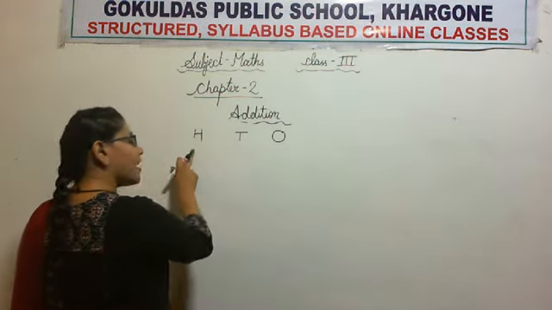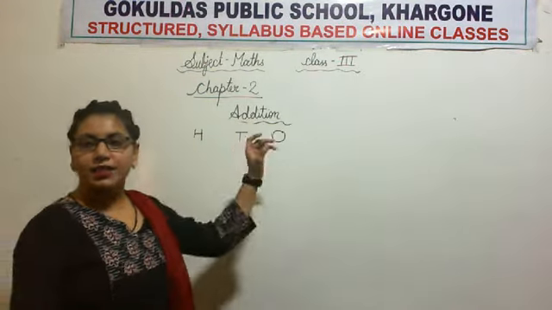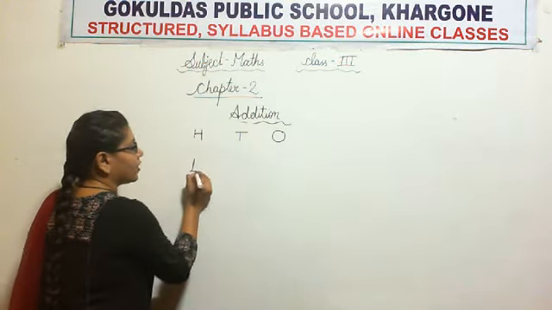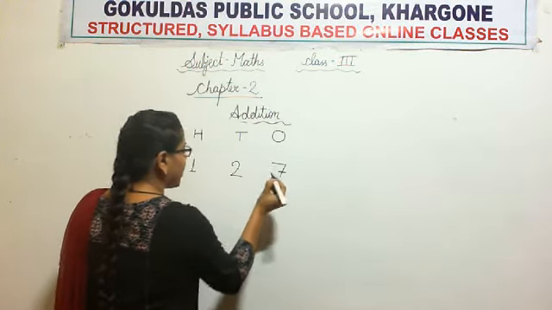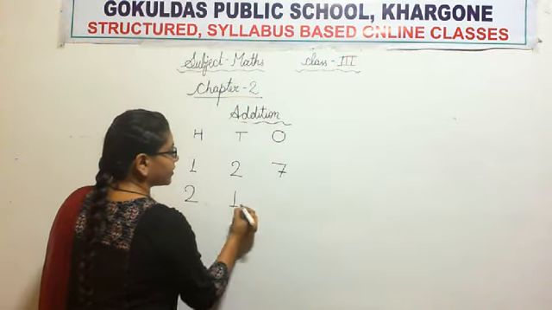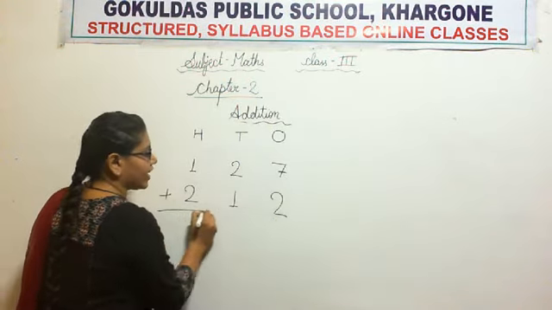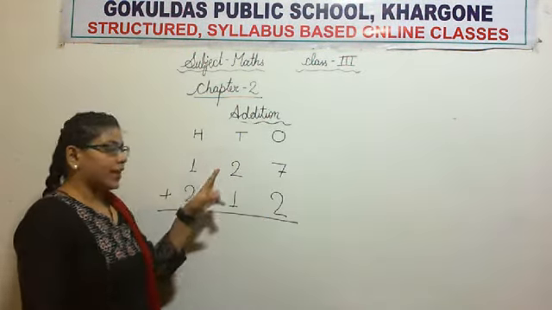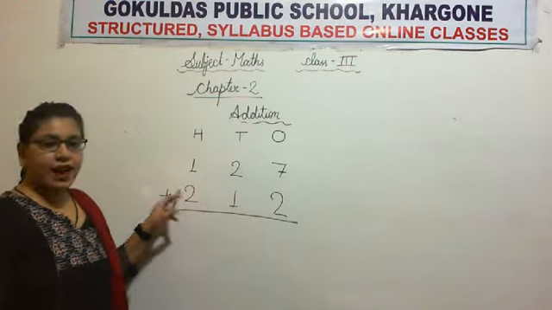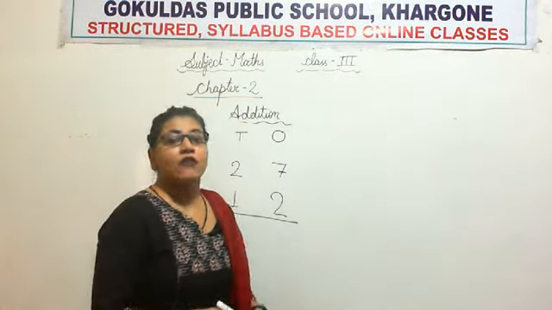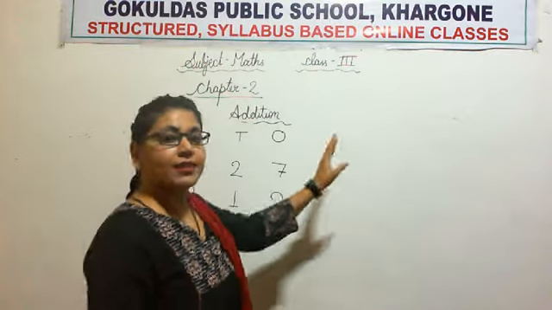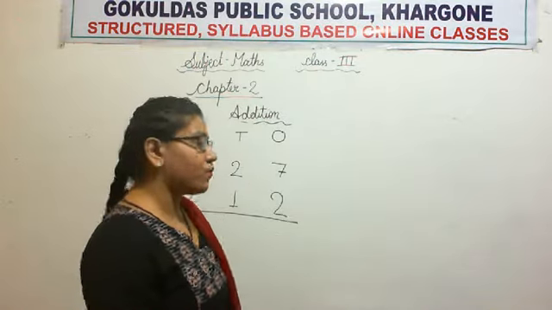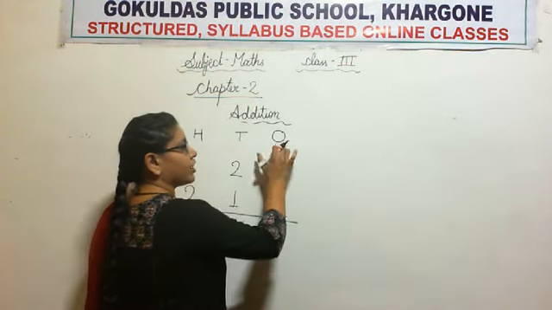Ones, tens, hundreds. You know all these places. Okay, so the number is 127. The next number is 212. Now let's add it. We will add ones in ones, tens in tens, and hundreds in hundreds. So we will start from ones. We always start from the rightmost position, which is ones.